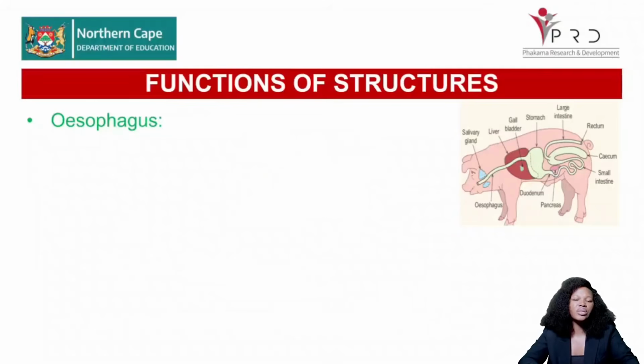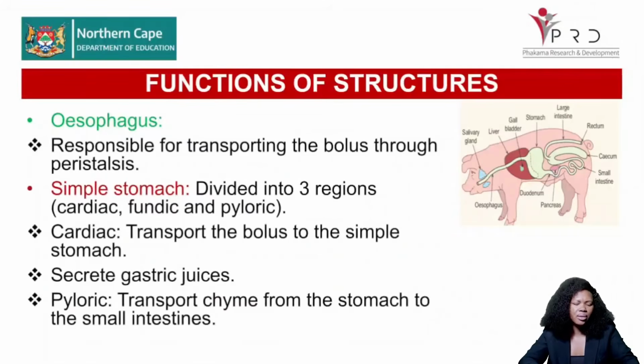Let us carry on to the function of the esophagus. Right? The esophagus is responsible for peristalsis, also referred to as the contraction and relaxation of muscles. So basically, the esophagus assists with the transportation of a bolus from the esophagus, of course, to the simple stomach, where it will be digested chemically. Right? Now, let us look at the simple stomach of a pig.